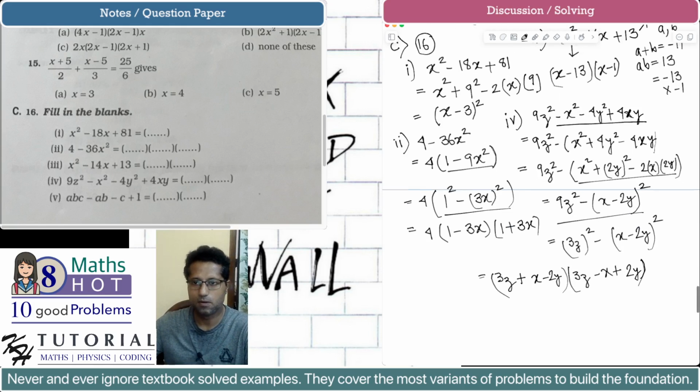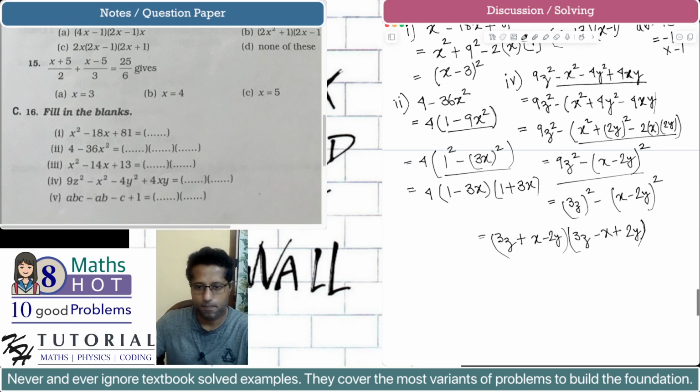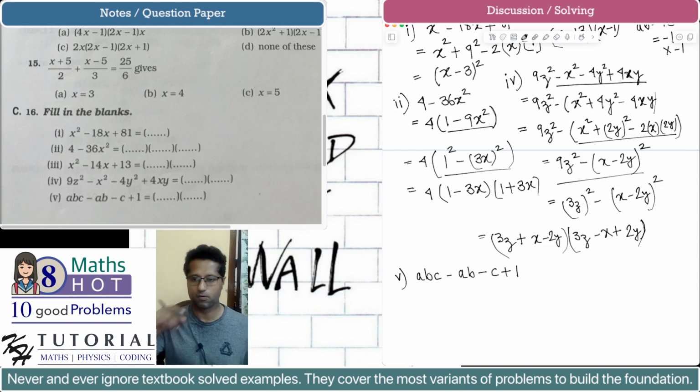Okay, let's do the last part. It is ABC minus AB plus minus C plus 1. Clearly, we do not see any common factor in all the terms. Clearly, we do not see any a square or b square terms. There is no square terms. So, the only method or the rule we can think of in doing the factorization is forming groups.